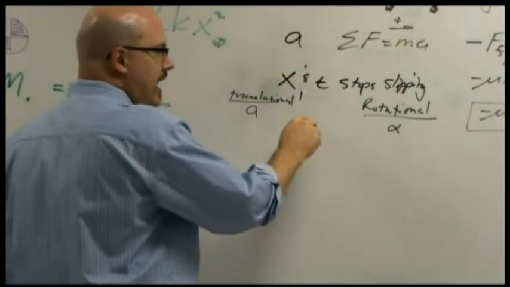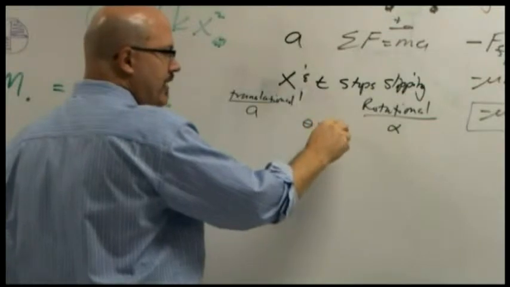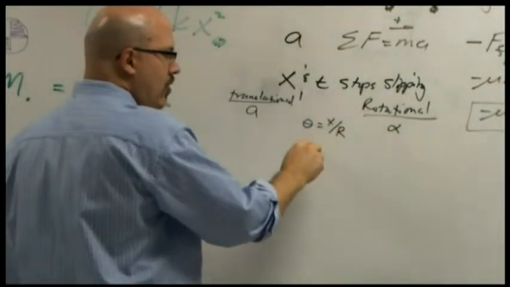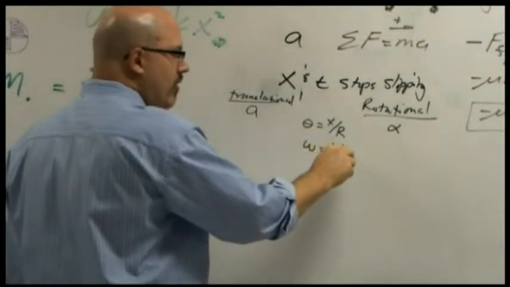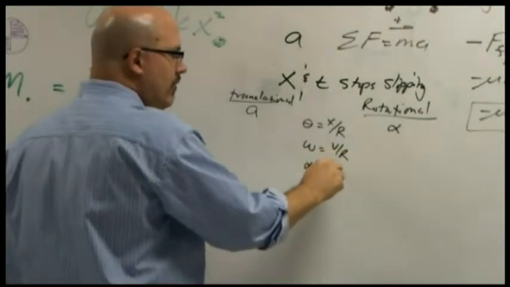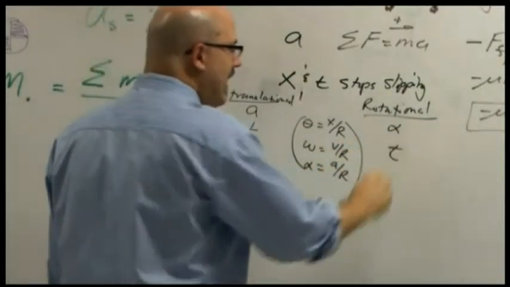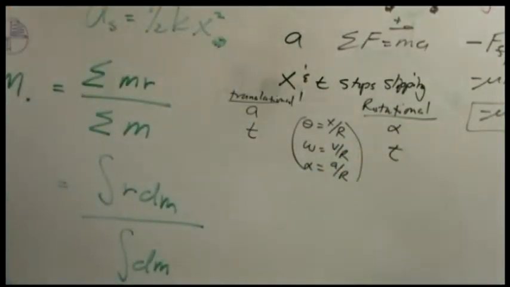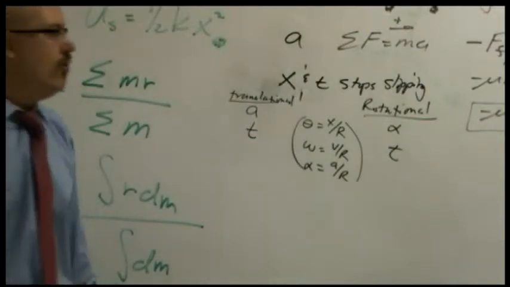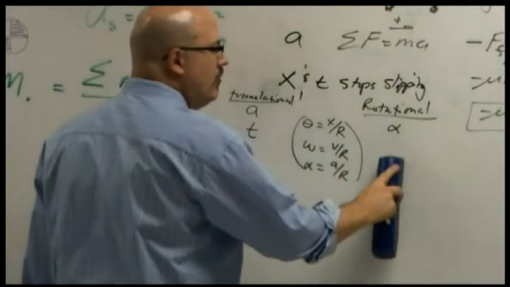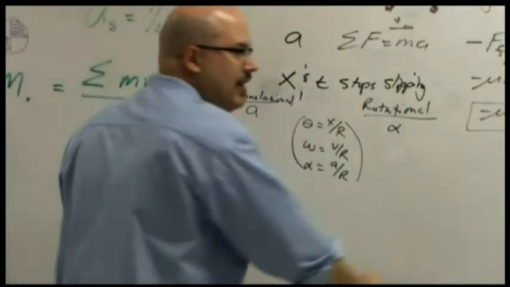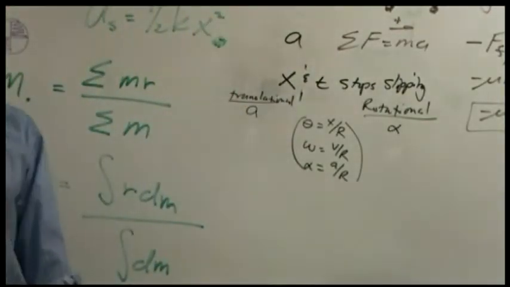Theta equals x over r, and omega equals v over r, and alpha equals a over r. All these will be true when it stops slipping at the same time, right? Yes. So we've got time. Well, time's our variable, right? Yeah. So we don't really know time, but we'll be looking for time.